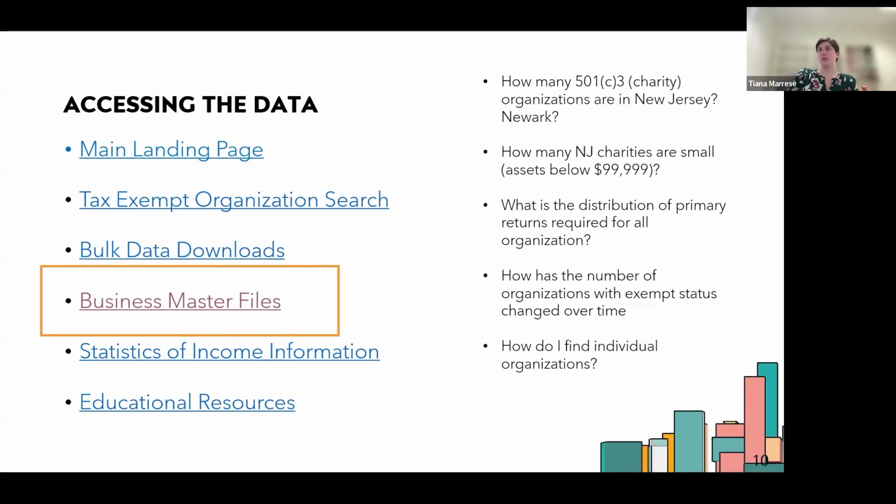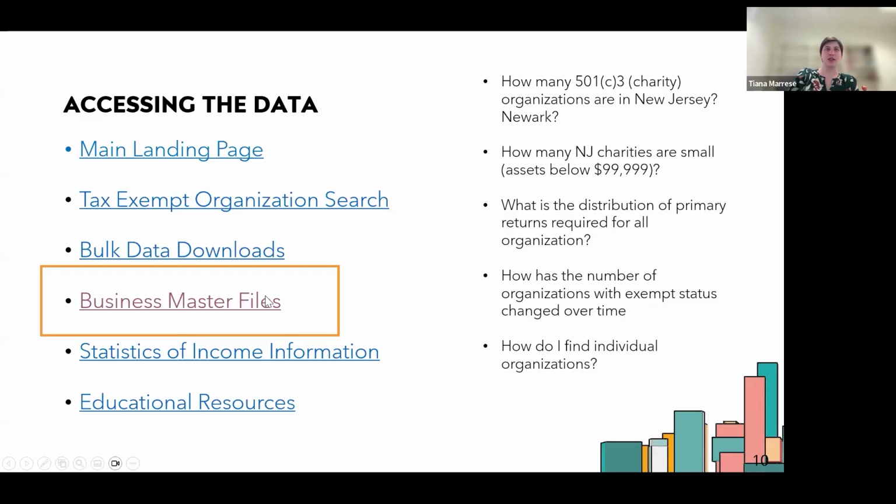We can ask how many 501c3s exist within New Jersey. We can then subset it to Newark. We can then also ask how many of these charities are small, where we define small by the asset sizes that they have. We can look at the distribution of forms that they're filing, as well as the number of organizations that are applying for tax exemption or are receiving tax exemption over time. And lastly, we'll just finalize by getting more information on individual organizations.